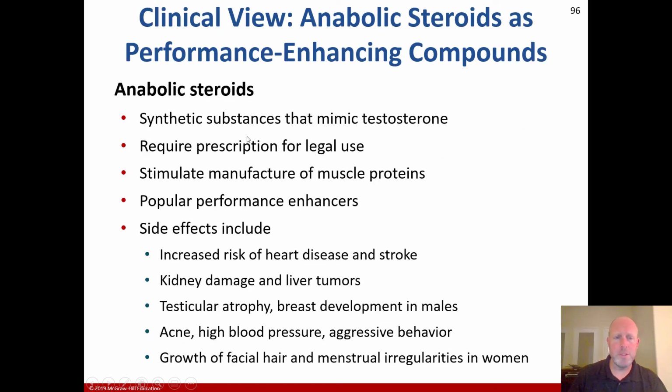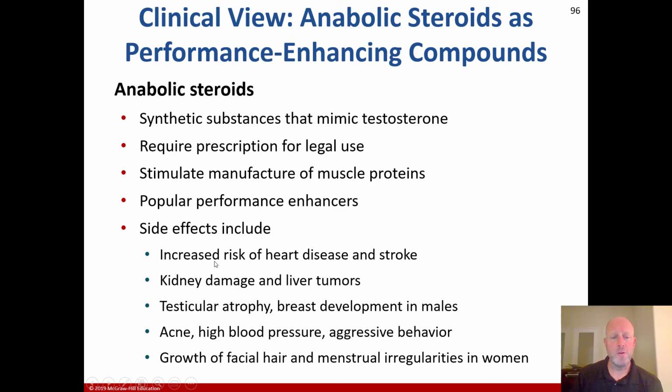And lastly, anabolic steroids, from a clinical standpoint, as performance-enhancing compounds. They're synthetic substances that mimic testosterone, as it relates to our natural sex hormones and their responses. Cholesterol plays a great role with this. Taking in more cholesterol plays a role with testosterone, but taking anabolic steroids enhances this testosterone effect. It requires prescription for legal use, stimulates the manufacture of muscle proteins, and it's a popular performance enhancer.